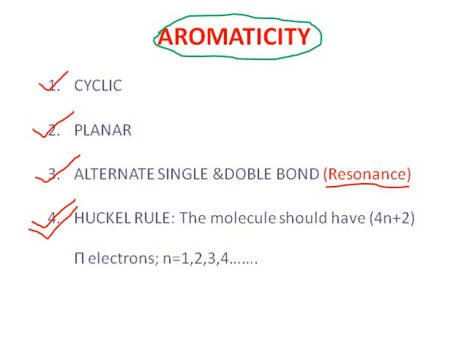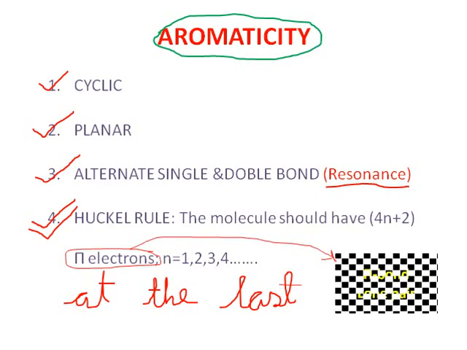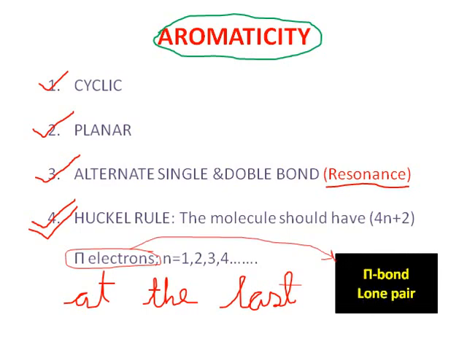According to this theory, the molecule should have 4n plus 2 pi electrons, where n cannot be a fraction, it must be 1, 2, 3, 4 like this. But this theory is applicable only when the molecule follows the characteristics 1, 2 and 3. So this Huckel theory is discussed at the last. Now you can ask me, students, from where these pi electrons will come. These pi electrons will come from pi bonds and the lone pair.